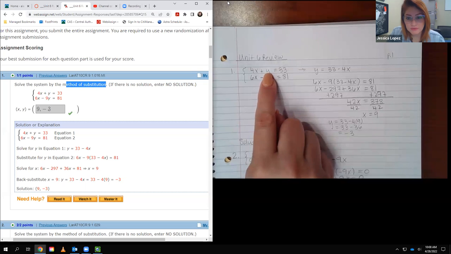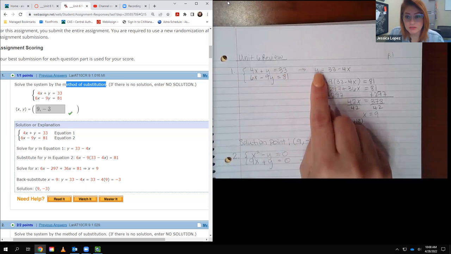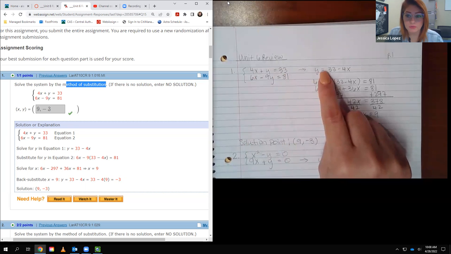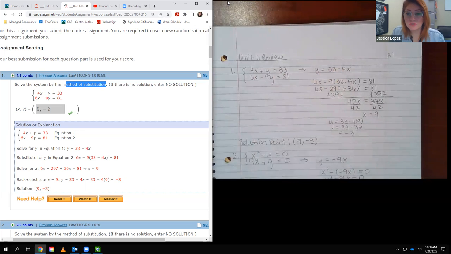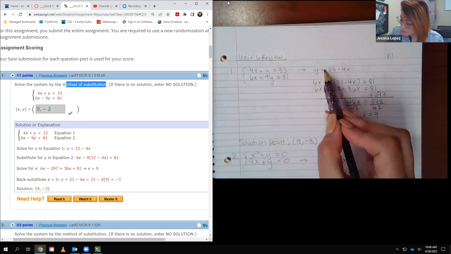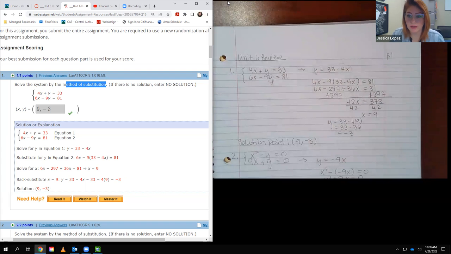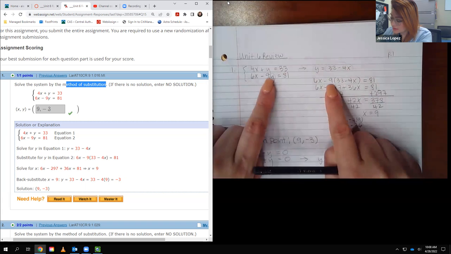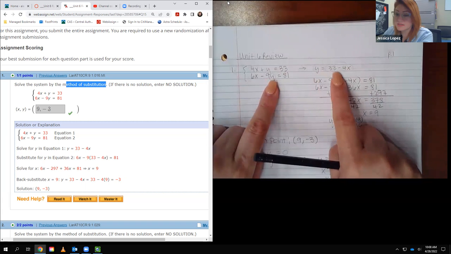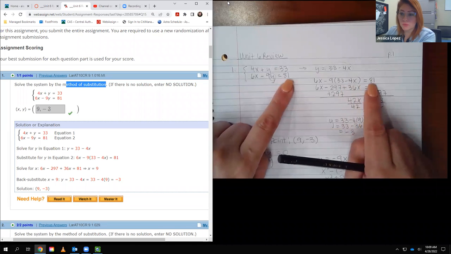So in order to get this variable by itself in equation 1, I went ahead and I subtracted 4x on both sides, which led to the equation y equals 33 minus 4x. Then what I did is I substituted this expression for y in the second equation. Okay, so notice that the second equation is 6x minus 9, and instead of y, I put what y is equal to, which was 33 minus 4x, and then equals 81.